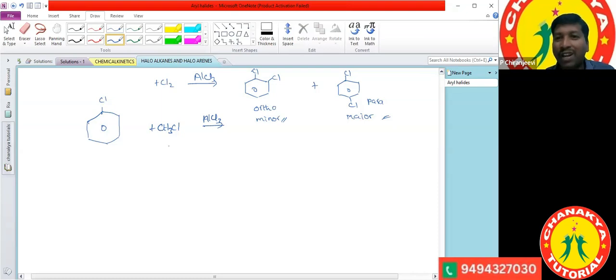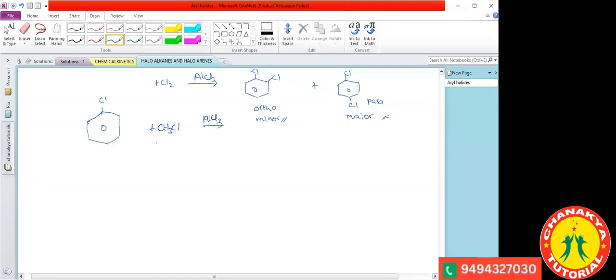Do you have any idea about the Friedel-Crafts alkylation reaction mechanism? Electrophilic substitution reaction mechanism, do you have any idea or not? If you don't have an idea, I can explain. Actually, in aromatic compounds, electrophilic substitution reactions take place in 3 steps. Can I explain the mechanism? Yes, sir.